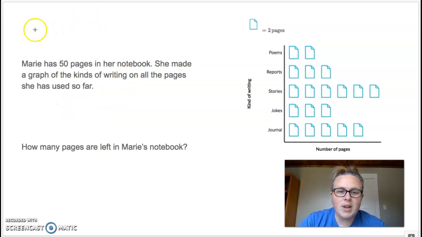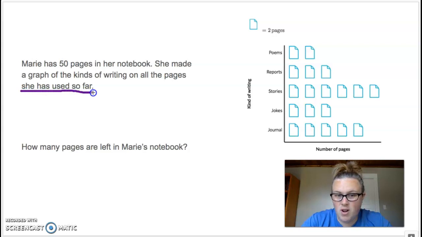So it says, Marie has 50 pages in her notebook. She made a graph of the kinds of writing on all the pages she has used so far. How many pages are left in Marie's notebook? Okay. So I'm noticing something that I have to first find out and figure out how many pages she's used so far. I'm going to figure that out first.